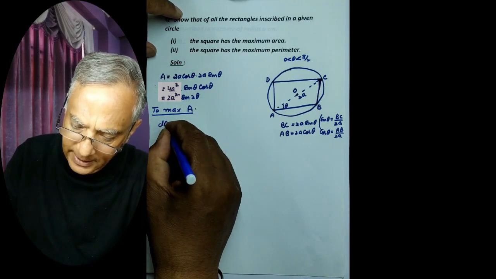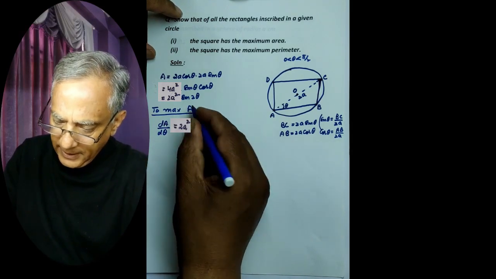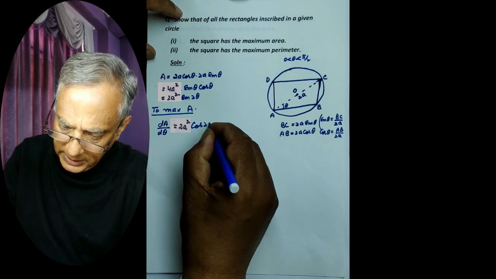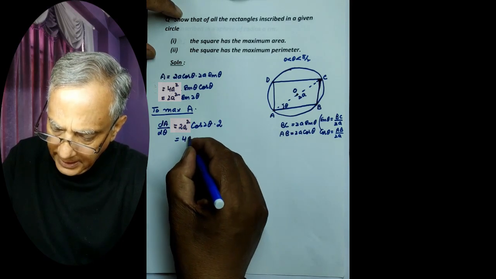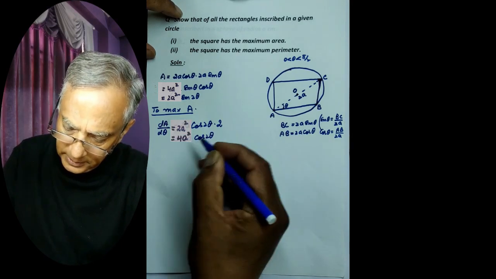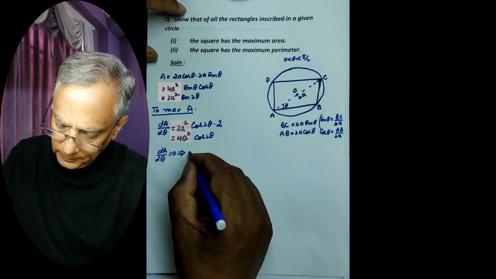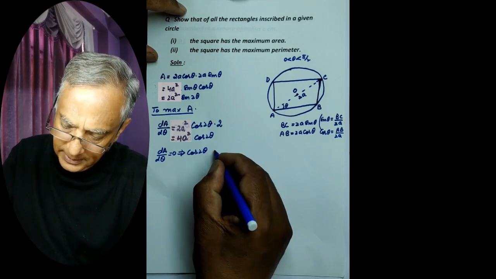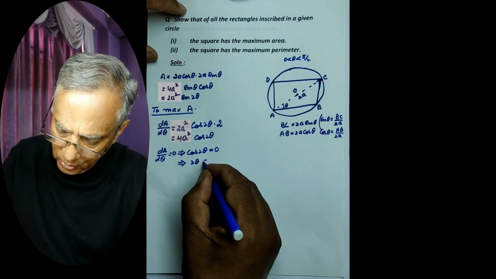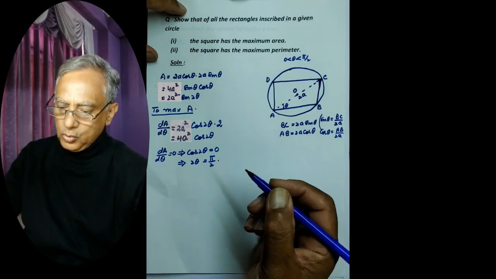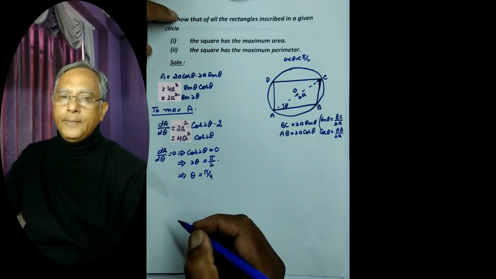What we do is we find dA by d theta. dA by d theta is equal to 2a square, differential of sine is cos of 2 theta into differential of inner function, which is 2. That is 4a square cos 2 theta. Therefore dA by d theta equal to 0 implies cos of 2 theta is equal to 0, which implies 2 theta is pi by 2. This implies theta is equal to pi by 4.